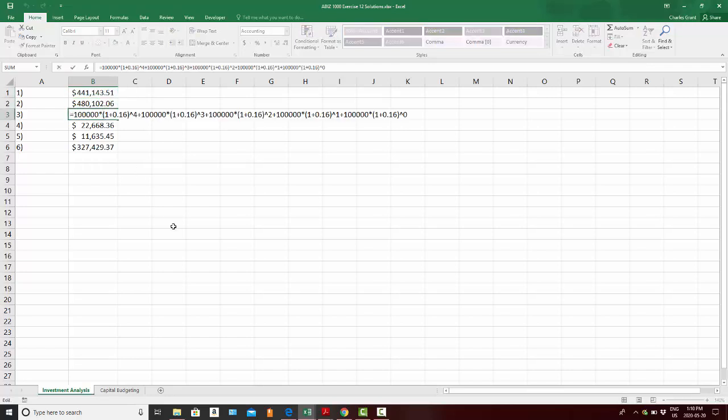Here we have the future value of an annuity of $100,000 invested at 16% for 5 years and put in with $100,000 going in each year. So you're to complete these 6 time value of money calculations.